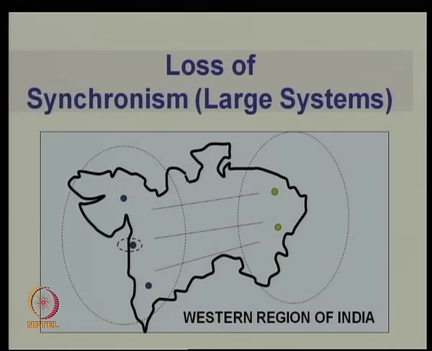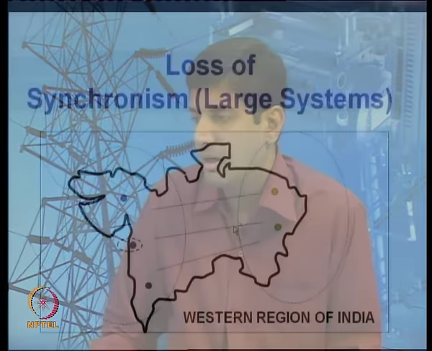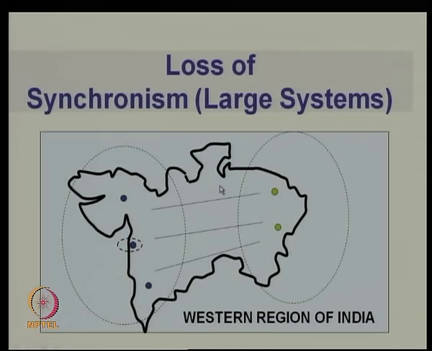A natural question which may come to your mind is, when you have a large system, can loss of synchronism occur in the same way as the synchronous machine in the laboratory which you saw some time ago? The answer is yes. For example, in the western region of India, we have seen that in the past decade there have been several instances where this has happened. When there is a large disturbance, groups of machines on one side of the grid fall out of synchronism with other groups of machines on the other side of the grid.